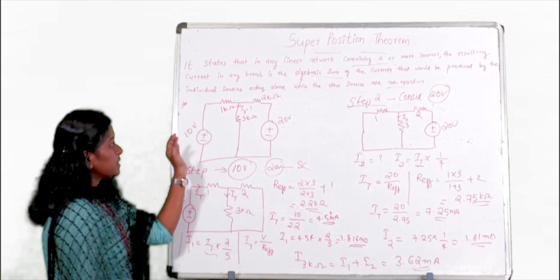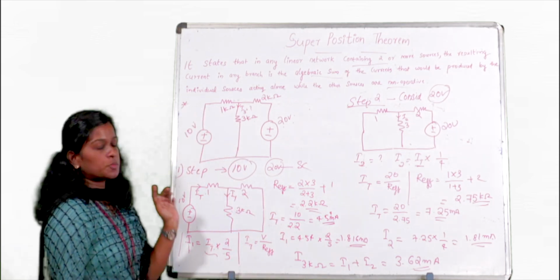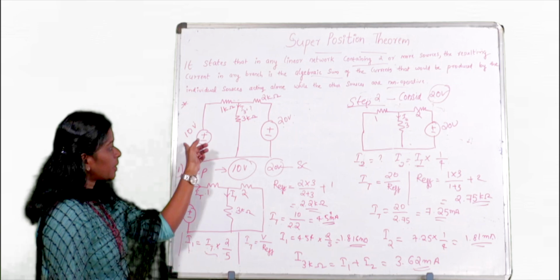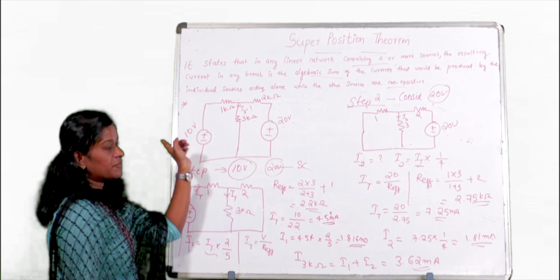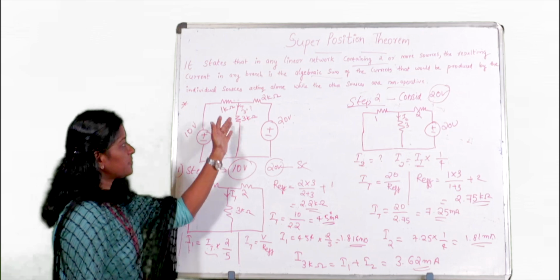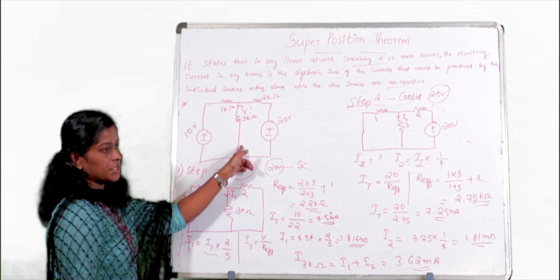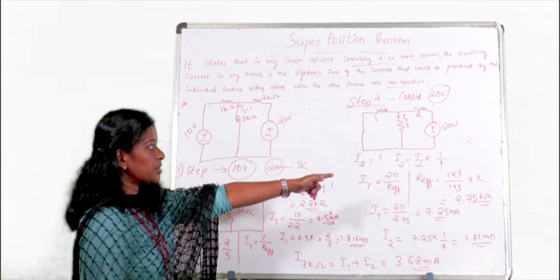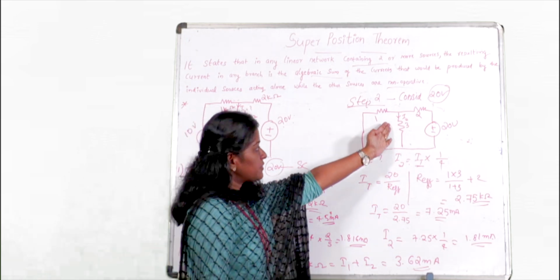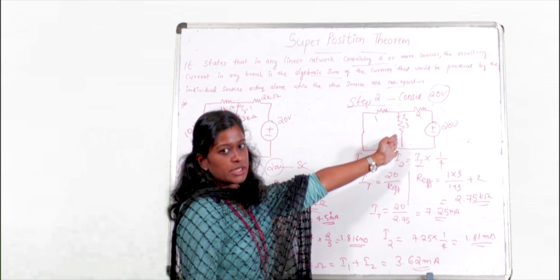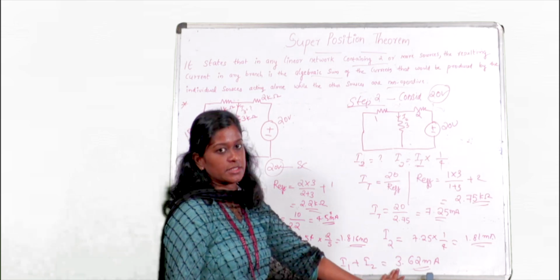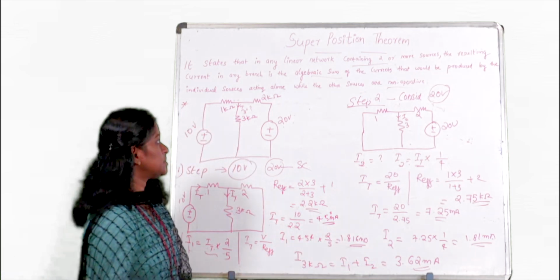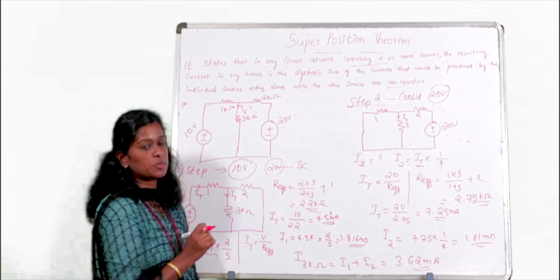So this is one example for the superposition theorem. Here we have two voltage sources. First we will consider one source at a time, and we will find the current flowing through 3 kilo ohm. Then we will consider the 20 voltage source, and find the current flowing through 3 kilo ohm. Then finally we will add these two, and you will get the final answer. So this is one example for the superposition theorem.